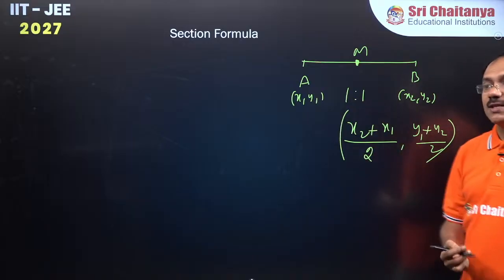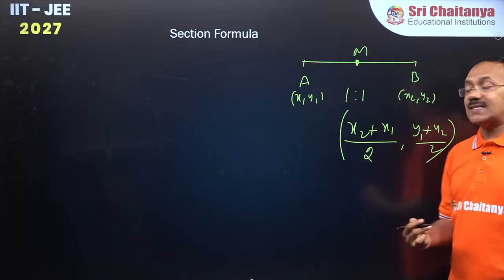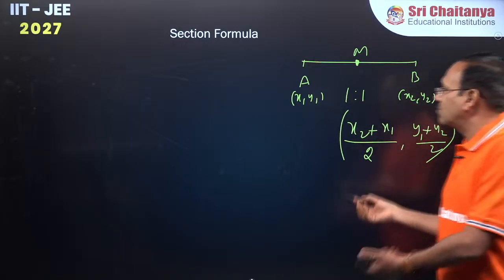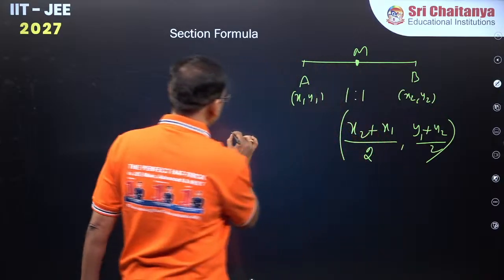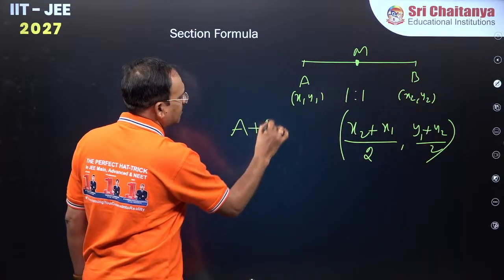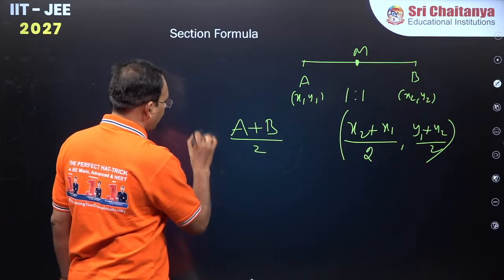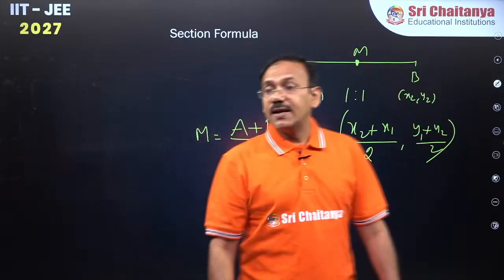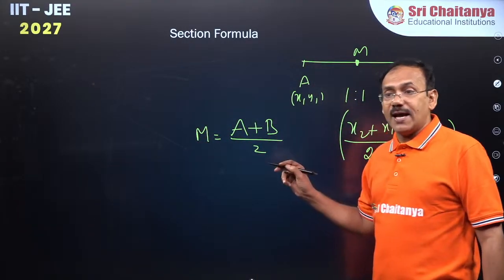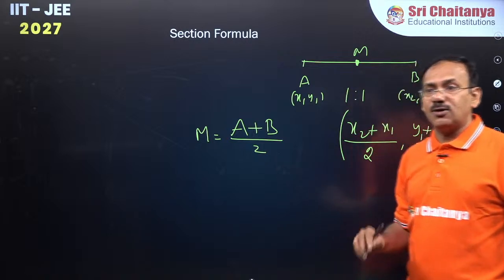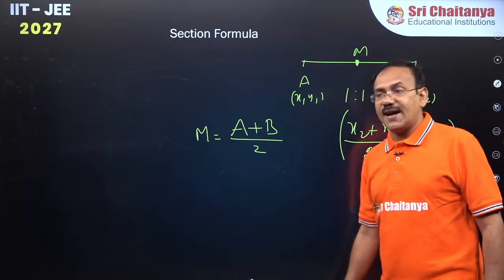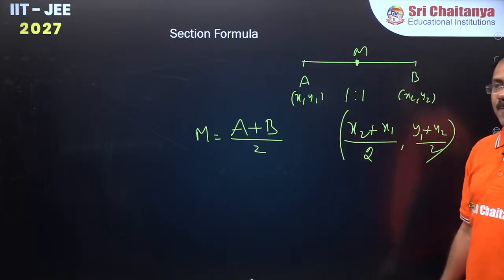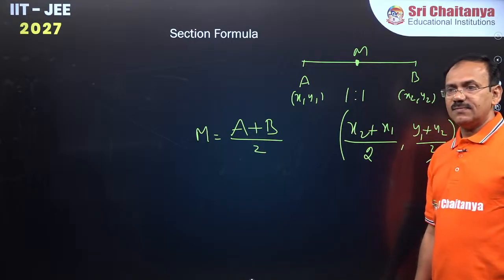So, dear students, the midpoint is nothing but the average of 2 points. For easiness, I write it like (a plus b) by 2. This is not the official method of writing, but to remember easily, can I write midpoint M is equal to (a plus b) by 2? Can I write it? Clear?